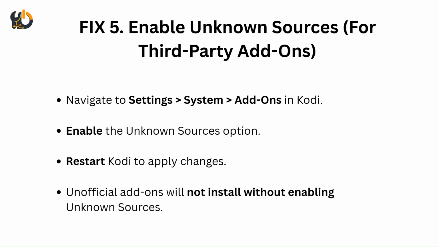Fix 5. Enable unknown sources for third-party add-ons. First of all, you just have to open Kodi and navigate to Settings. Then click on System and move to Add-ons in Kodi, and then you have to enable the Unknown sources option, then restart to apply changes. Unofficial add-ons will not install without enabling unknown sources.